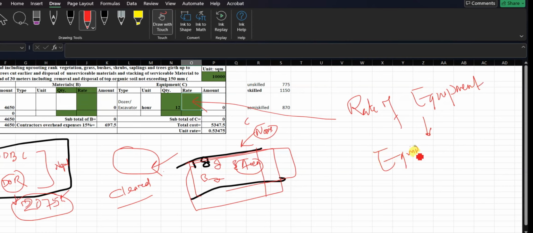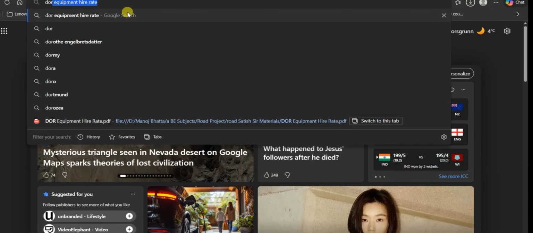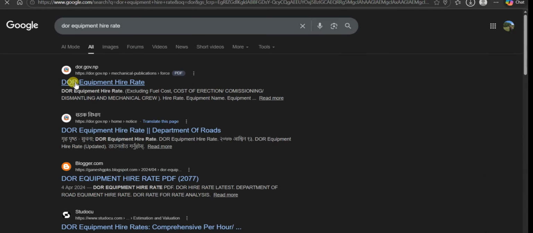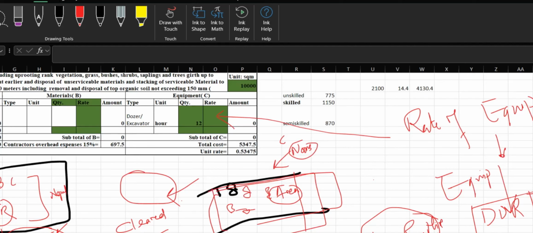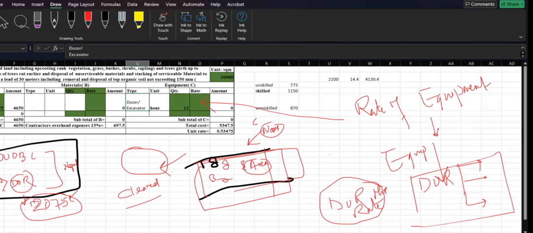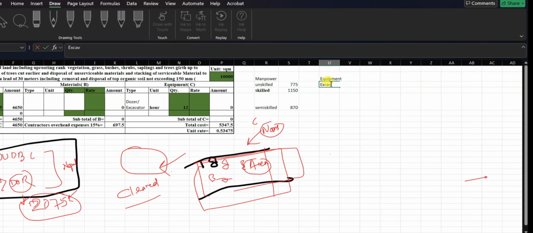Since you are estimating for a road project, that will be given by the DOR norms, right? You just go to the DOR website, DOR equipment hire rate, then you can see the hire rate. What you have to determine is the hire rate of which dozer or excavator you need. So you just write excavator of this specification. Let us suppose that we need this excavator. From the DOR guideline, what is the rate of the excavator?